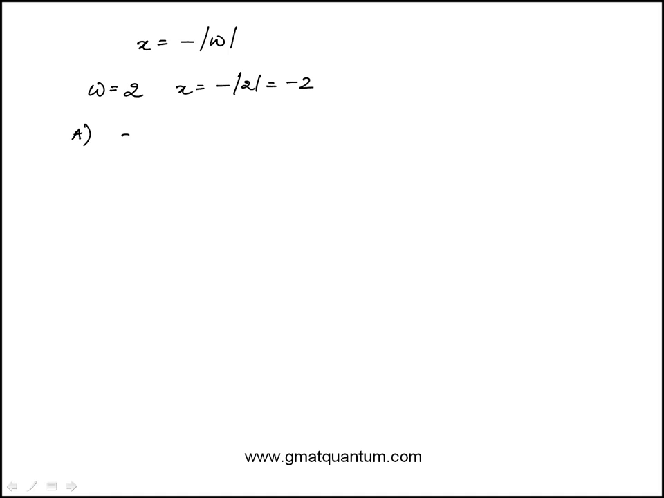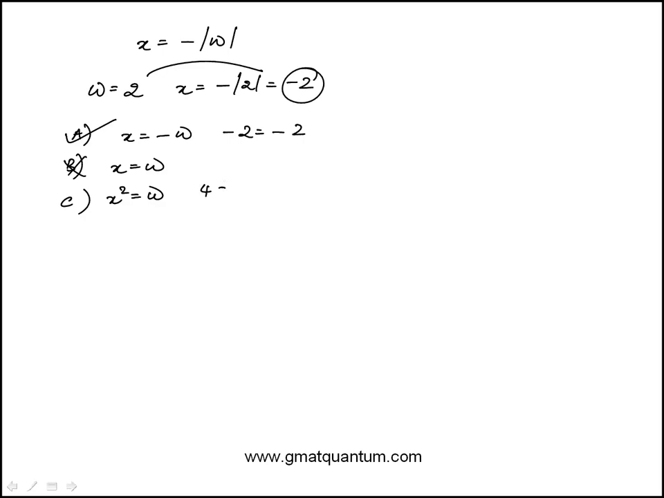So here, we just replace these values. So x is minus 2. Is that equal to minus 2? Okay, that one is in consideration. x is w? No, these two aren't equal. So B is eliminated. C is x squared is w. Clearly, x squared would be 4, which is not equal to 2. So C is out. D is x squared equal to w squared, which will be true. So x is minus 2, squared, is equal to 2 squared.